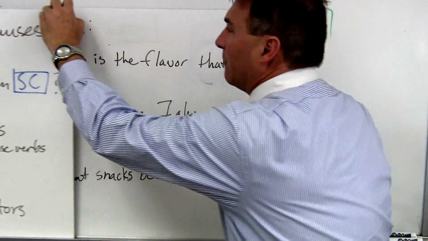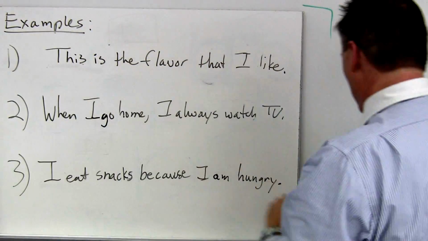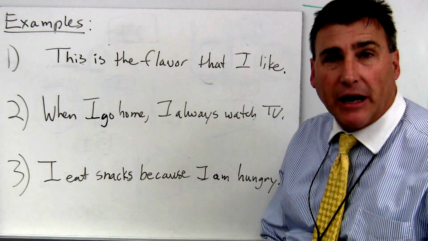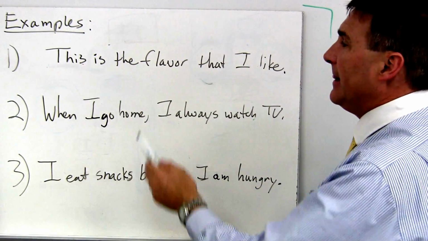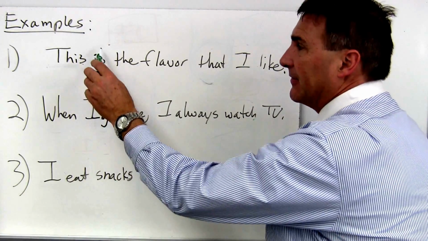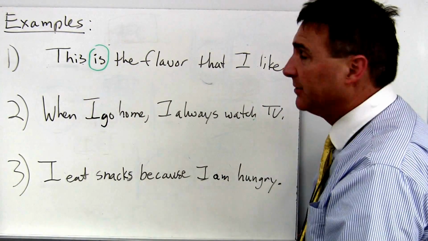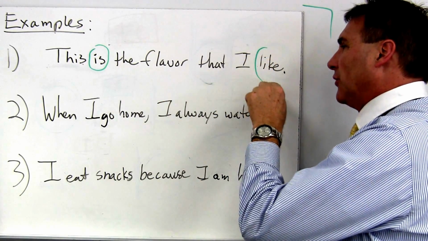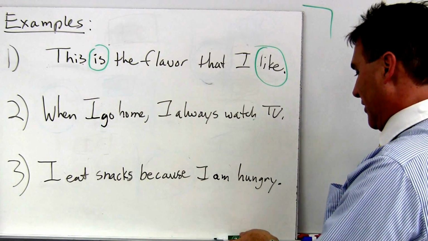Here I'm going to use some different colored pens to mark out what we're finding as we go. First I'm going to use green to mark out our verbs. Let's go through the sentence, shall we? This is the flavor that I like. What's the first verb we find? Is, a linking verb. That I like. Like is also a verb, correct? All right, so we've got our verbs.